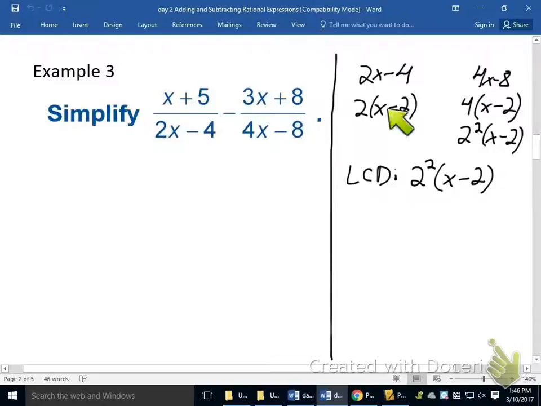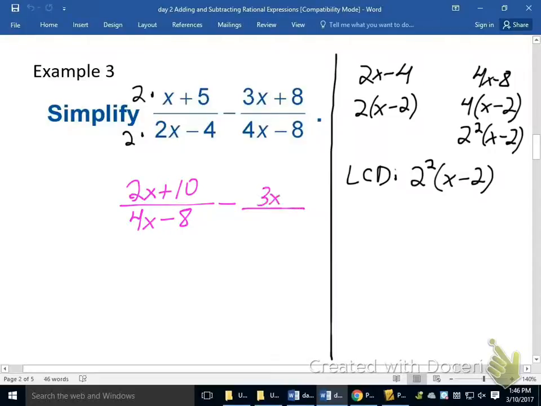The only thing that's missing something is this one on the left. It's missing 2 to the first power. So I'm going to come over here and multiply by 2 to the first power, top and bottom. And that's going to make it a 2x plus 10 over 4x minus 8 minus 3x plus 8 over 4x minus 8. Now I'm ready to combine these.